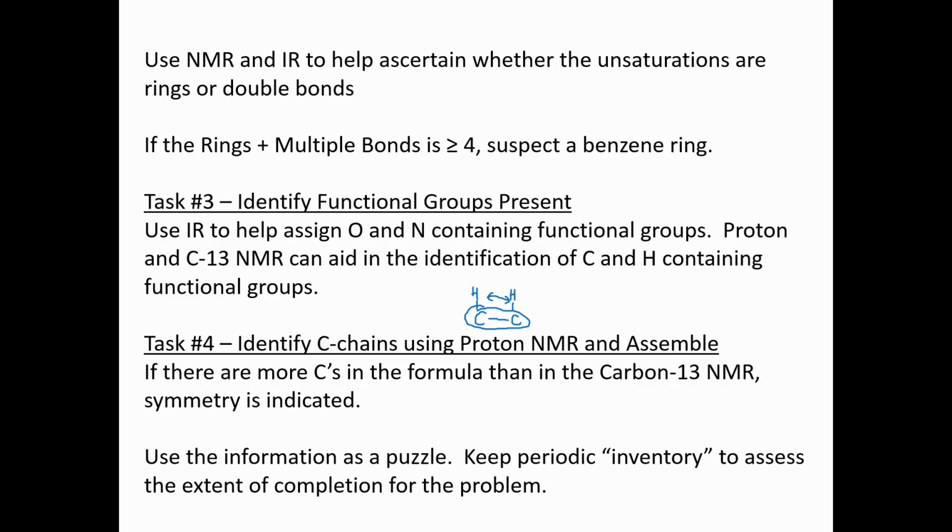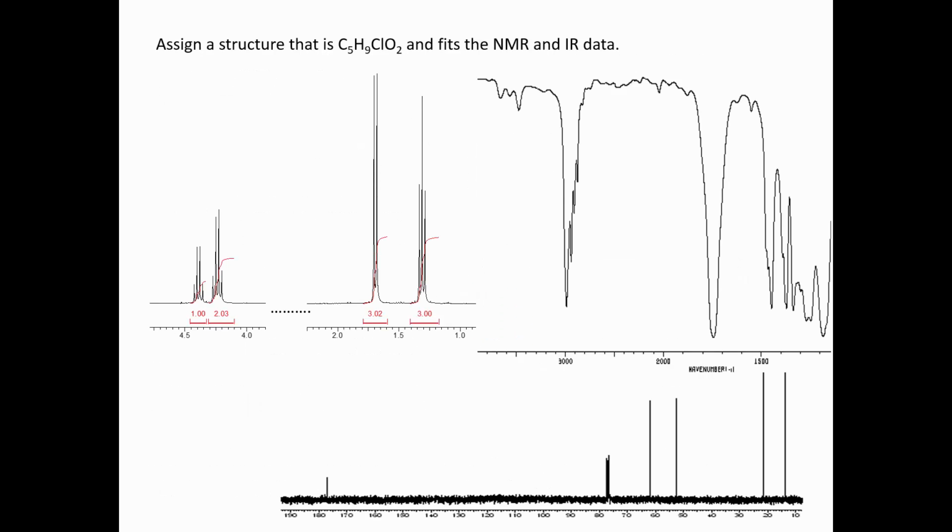All right, so the rest of this is just a few sample problems. Assign a unique structure that has the formula C5H9ClO2 and fits the NMR and IR data. We don't have to figure out the formula. It's given. And this is an important point: no matter what structure you come up with, it should be C5H9ClO2 because there's no arguing with that.